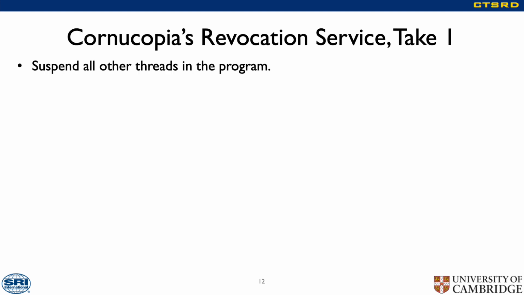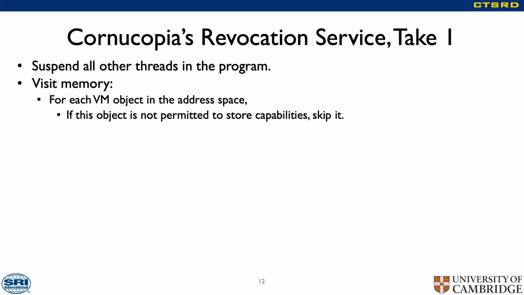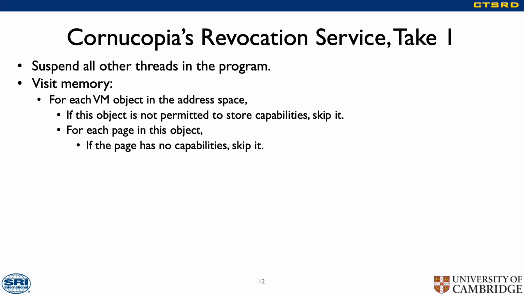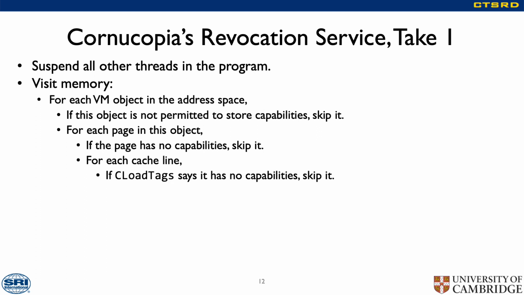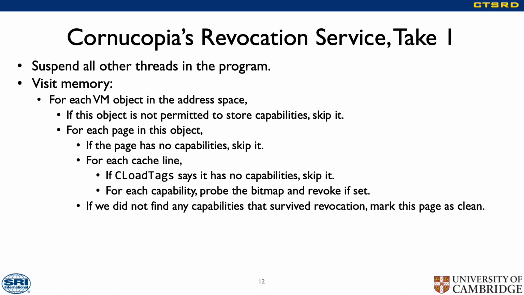So, with those ingredients, our initial implementation of Cornucopia's revocation sweep begins with a barrier to suspend all other threads in a program. With the world stopped, we examine every capability to which the application has access. The bulk of the time and effort goes into examining application memory. Here, we take advantage of being in the kernel to quickly skip over regions of the address space that are unmapped or that are forbidden from containing capabilities. Within mapped regions, we use capability store tracking to skip over pages not containing capabilities. And within pages, we use cload tags to skip over cache lines.